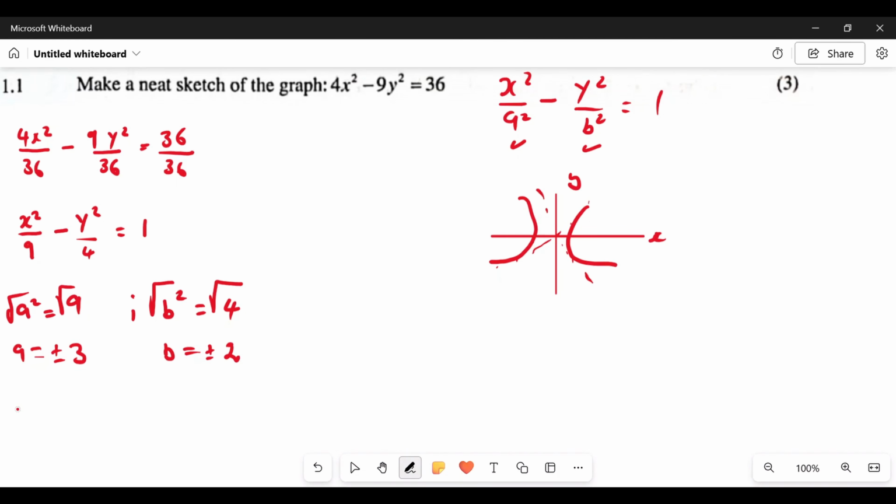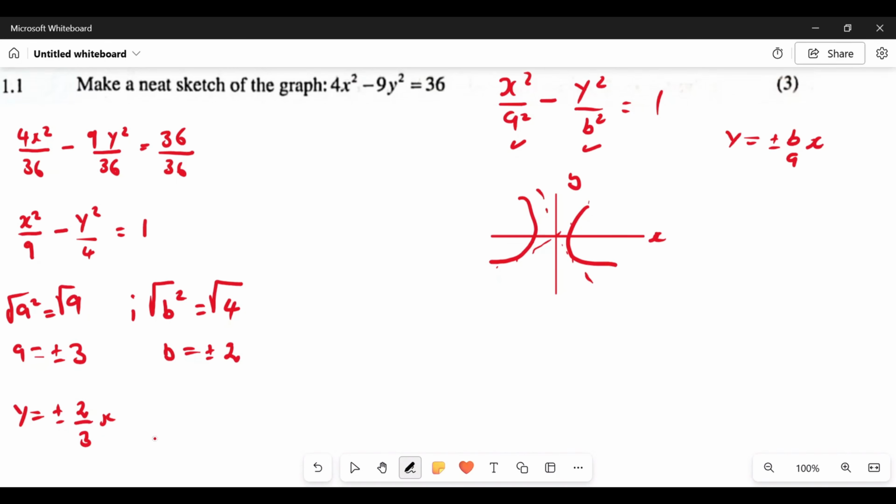So the asymptote line formula goes like this: y equals plus or minus b over a multiplied by x. In this case, we can say the asymptote line is y equals plus or minus, what is our b, 2 over a, which is 3, multiplied by x. So these are two asymptote lines.